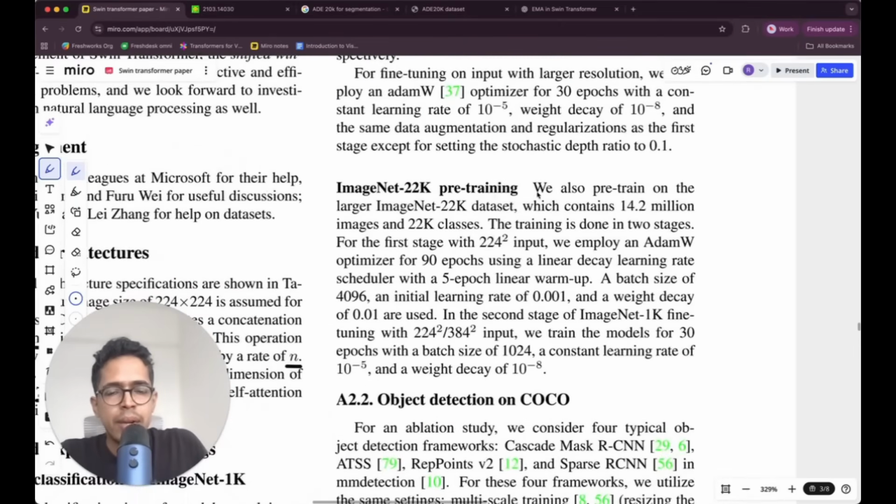ImageNet 22K pre-training. We also pre-train on the 22K dataset, which has 14.2 million images and 22K classes. Training is done in 2 stages. For the first stage with 224 by 224 input, we employ Adam.